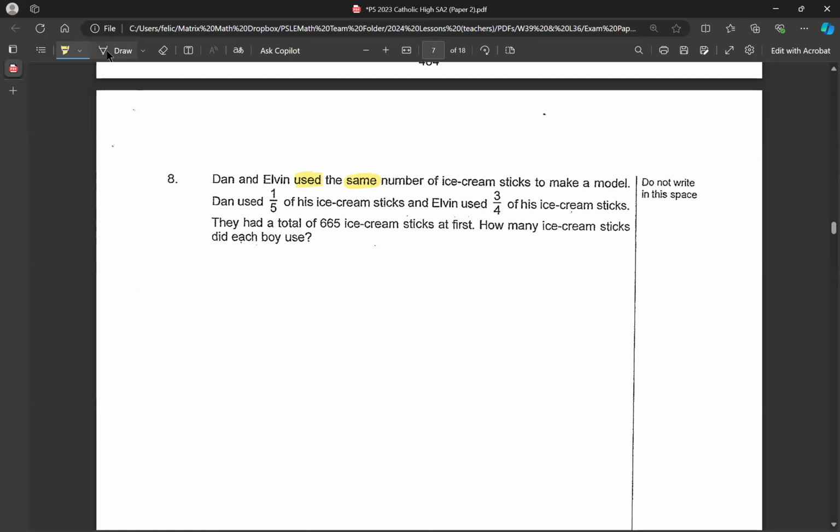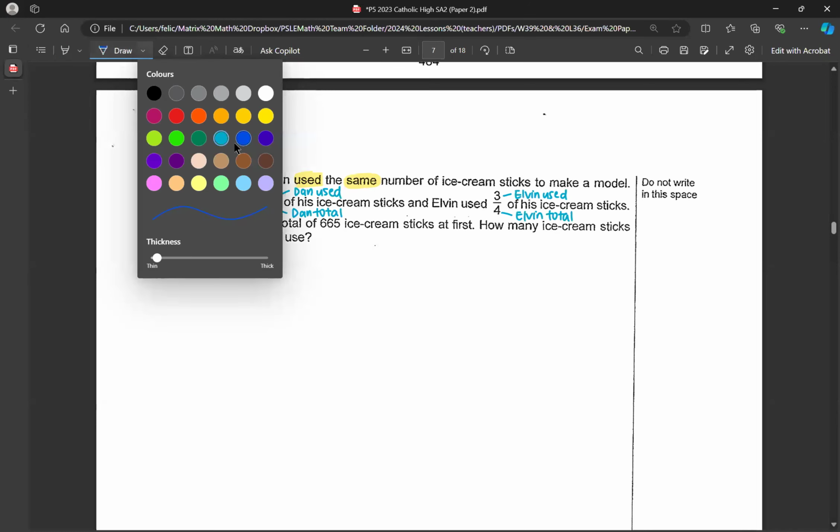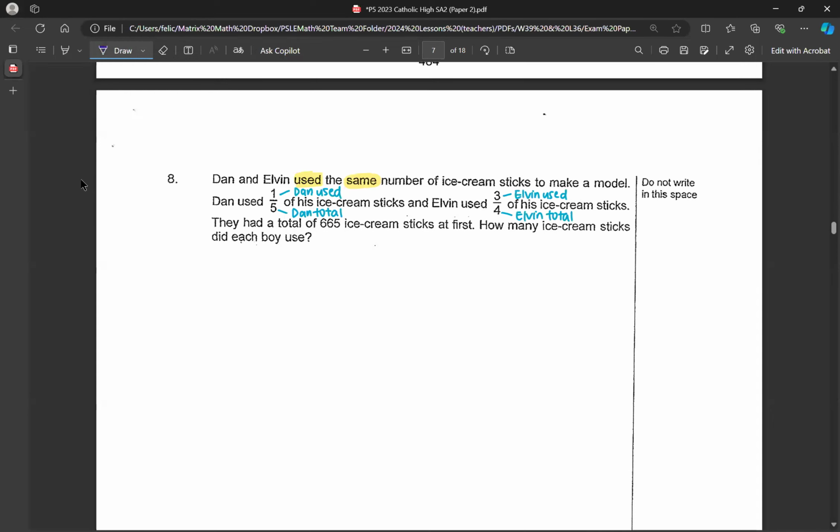So in other words, if you look back at the fractions stated here, they use 1/5 instead. So this is what Dan has used. The comprehension here is very important because you must be clear what your numerator and denominator each represent. The 5, like I said earlier, is Dan's total sticks at first. And this 3 is Alvin's used. And 4 is Alvin's at first, or Alvin's total. So you have to be clear on all these things first before you can decide whether I am supposed to make the denominator the same or make something else the same.